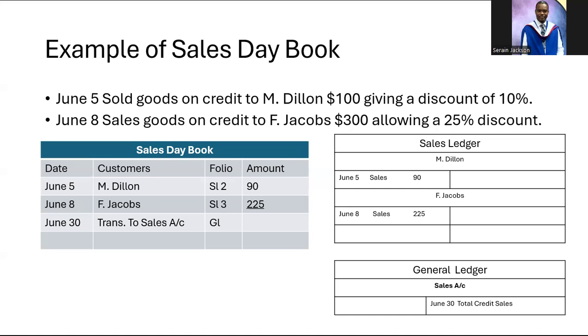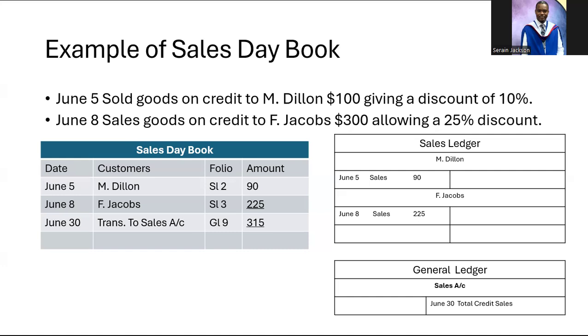Remember that? Debit side of F. Jacobs's account. Now we are going to balance off our sales journal. So it is 225 plus 90, which would leave us with $315. So for the end of the month, June 30, we write the narration, transfer to the sales account, which is in the general ledger on, let's say, page 9, right? 315, and we double line this figure.